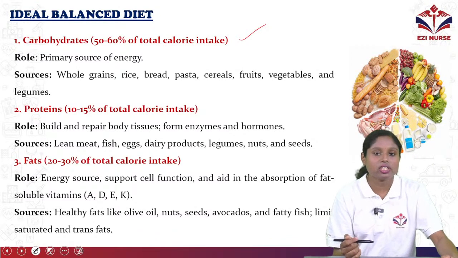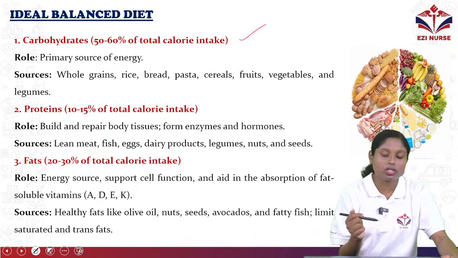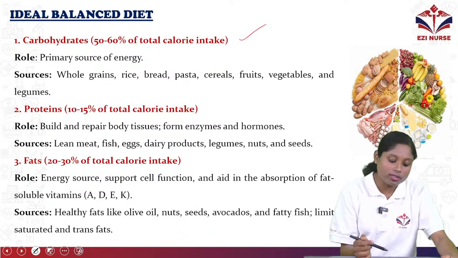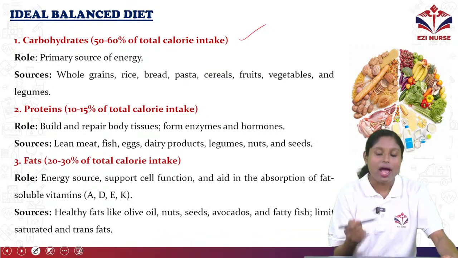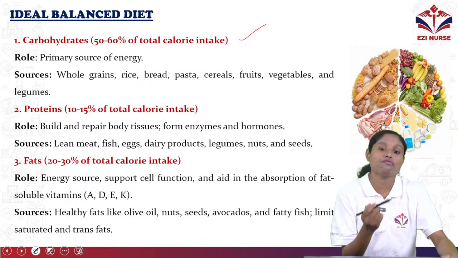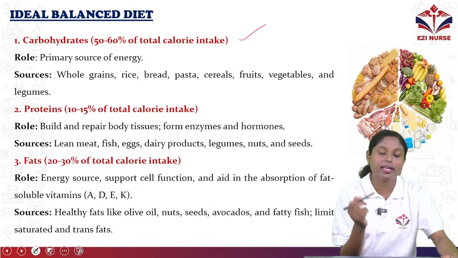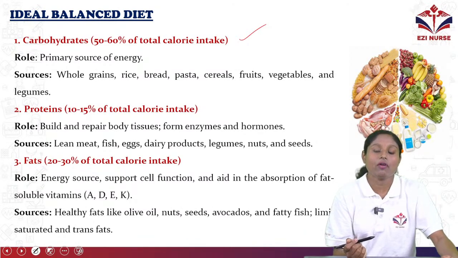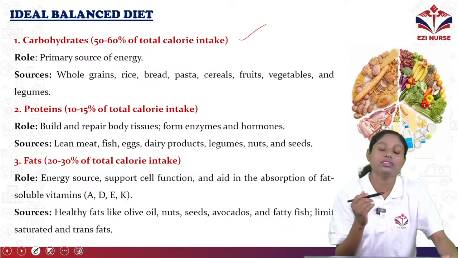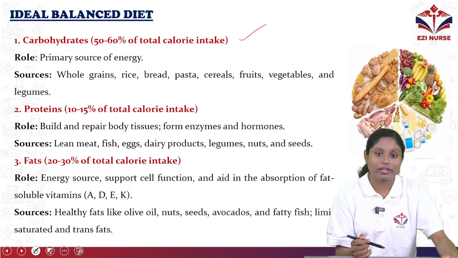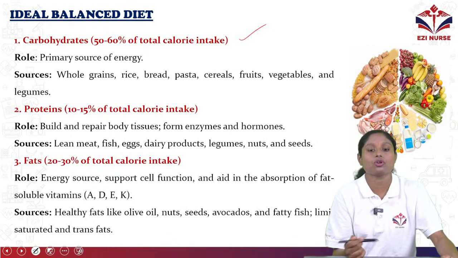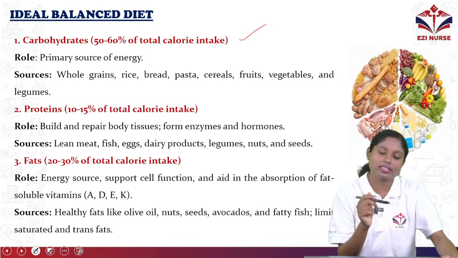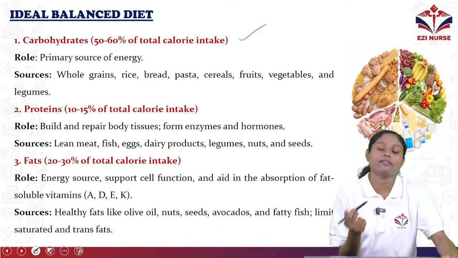Next is fat, 20 to 30% of total calorie intake. The role is energy source. Fat is the energy source, supports cell function and also aids in absorption of fat soluble vitamins like A, D, E, K. So vitamin A, vitamin D, vitamin E and K are absorbed into the body with the help of fat. Fat is necessary for the absorption of fat soluble vitamins. So that's the role of fat inside our body.